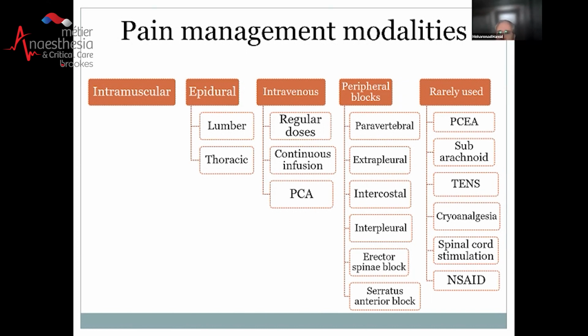The other rarely used techniques are patient controlled epidural analgesia, subarachnoid, TENS, cryoanalgesia. All these have been used. But recently, people are using thoracic epidural, intravenous continuous or PCA, and all these peripheral blocks. Paravertebral blocks are very common in these patients.